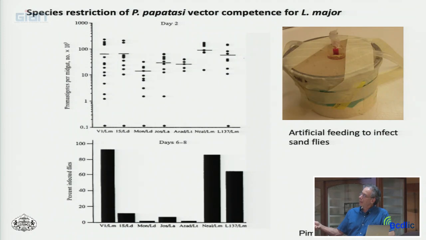But if you look later on in the midguts of these flies, when the blood meal has been digested by the fly and excreted from the gut, now only the L. major strains persist. The other species have been lost along with the excreted blood meal. So you can reproduce that same sort of species-restricted vector competence in a laboratory setting. And now we're going to look at that in more detail and try and understand the nature of the parasite and sandfly molecules that mediate this specificity.